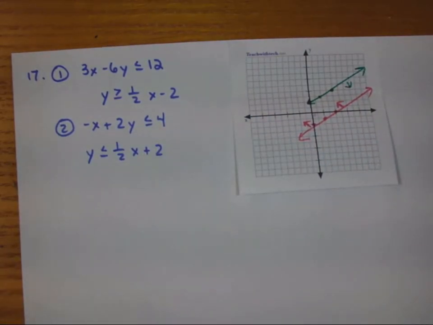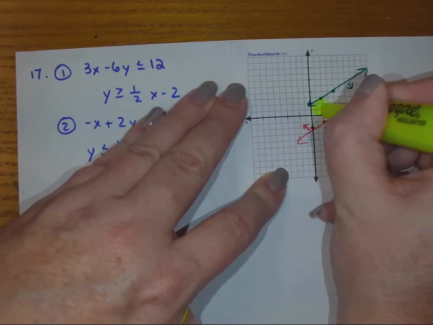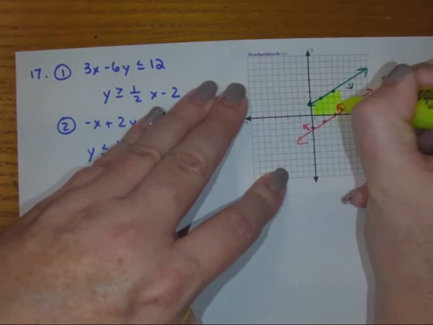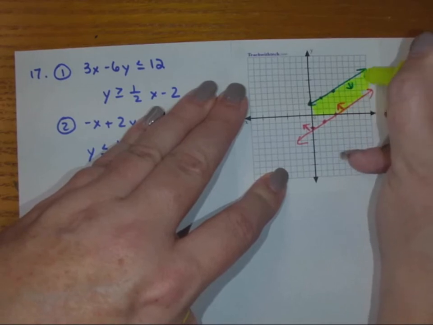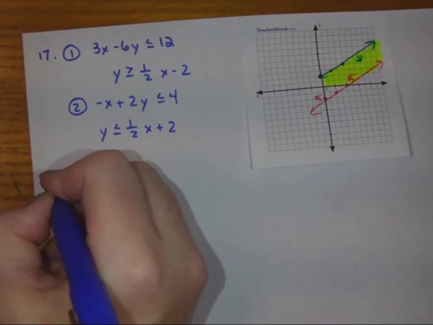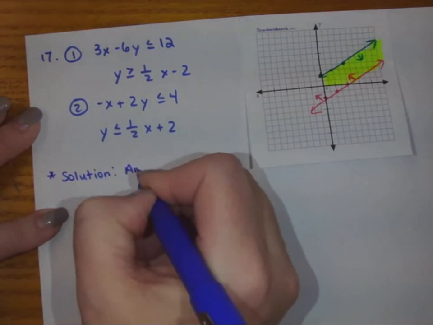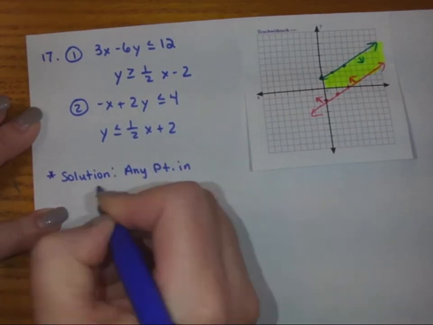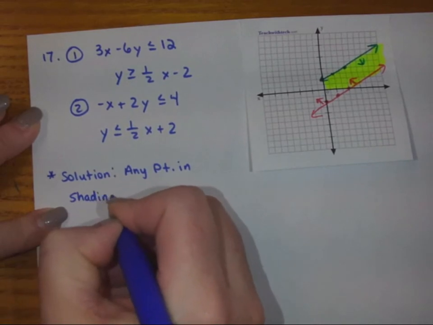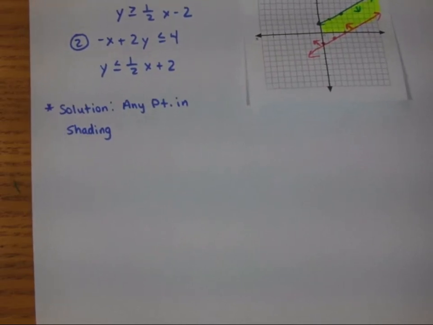So when you get to the shading part, remember, you also want to stay above the x-axis and on this side of the y-axis, because if you look, you also have the requirements that x and y have to be positive. So try not to smear this. So the graphical solution would be any point in the shading. Okay. So that's what that one should look like.